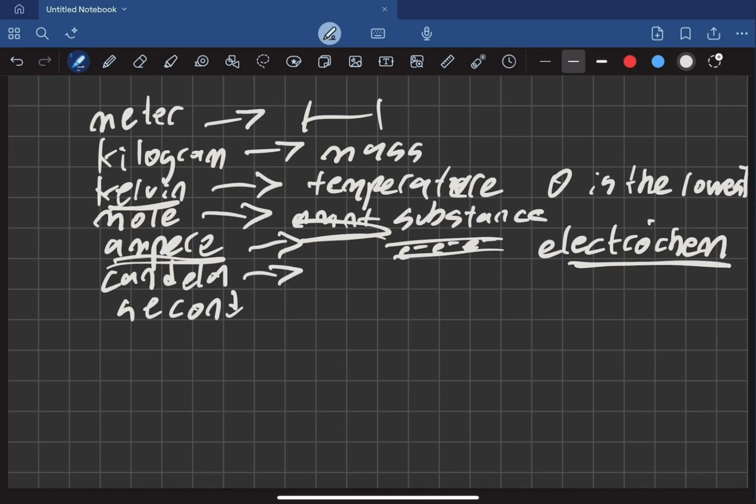Candela, this one is irrelevant. I would just know that it exists. It's a little bit antiquated, I believe. All it is is the intensity of light. So its luminosity, how strong your light is. You don't have to really know anything about it. Finally, you have the second, which is the SI unit of time. Pretty simple. I'm sure you already know what that is.